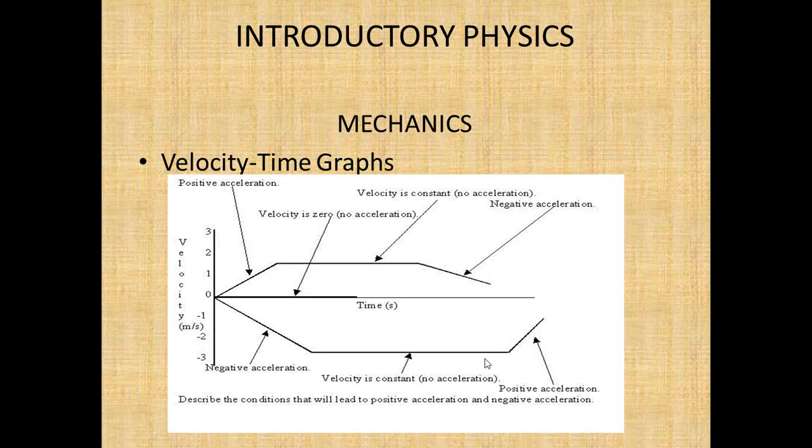So if you look at this straight line, as the time increases, the velocity remains the same. So it's a constant velocity, even though it's moving to the left or coming downward. If the velocity is constant, you're not going to have any acceleration. You need to have a change in velocity to have acceleration.